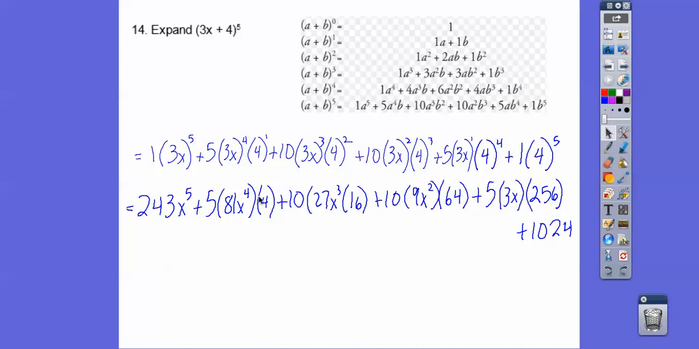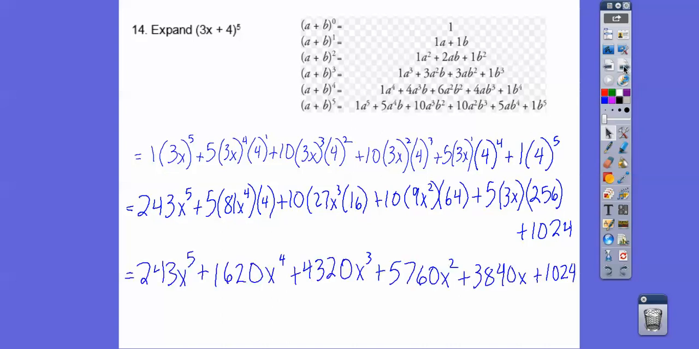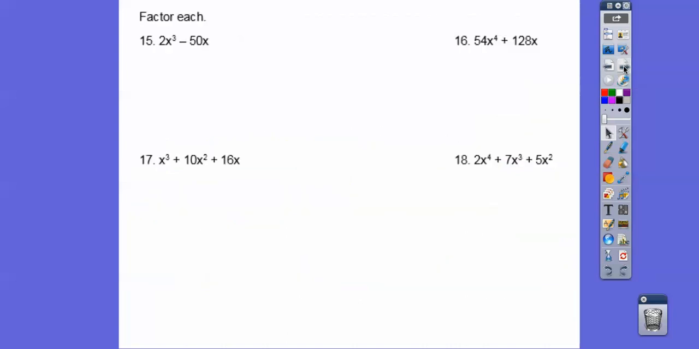And then now we got to multiply everything. So 5 times 81 times 4, and then here's 10 times 27 times 16, and then so on. Okay, so here's our final answer right there. Isn't that a beauty? All right, so here, let's go ahead and factor these guys.